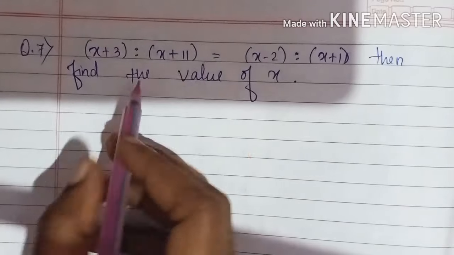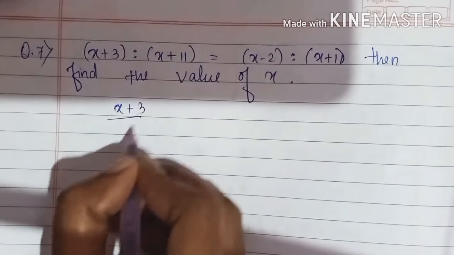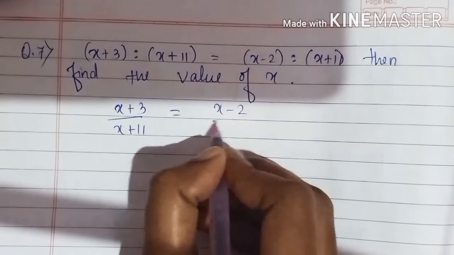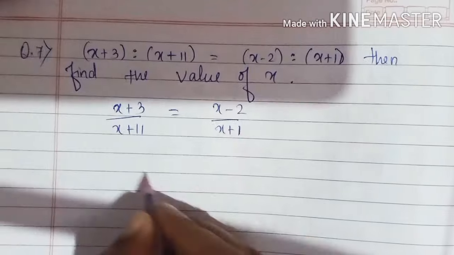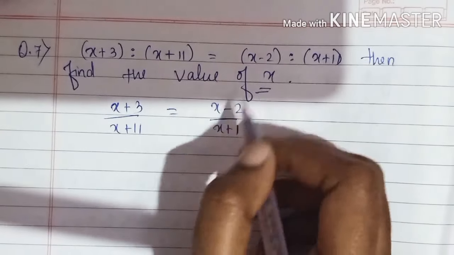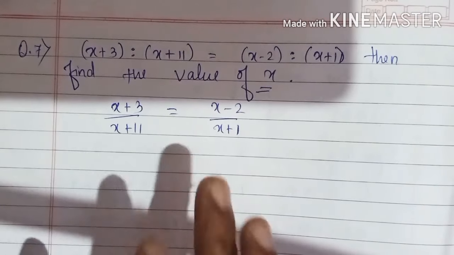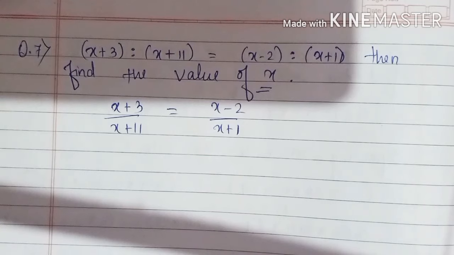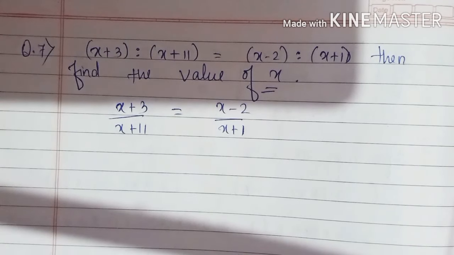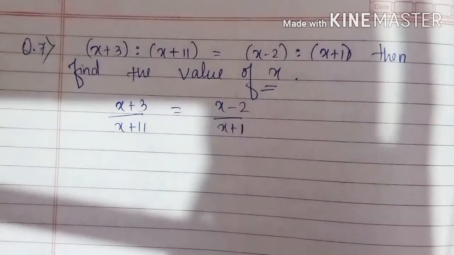Okay, in question number 7, you have to write in ratio form, that is x plus 3 upon x plus 11 is equal to x minus 2 upon x plus 1. Here you can do cross multiplication to find out the value of x. Try to do it yourself. If you have any doubt, you can ask your doubts in the doubt clearing section. So complete your notebook, solve all the questions of practice set number 4.2 in your notebook. Okay, till then, be safe, be happy.